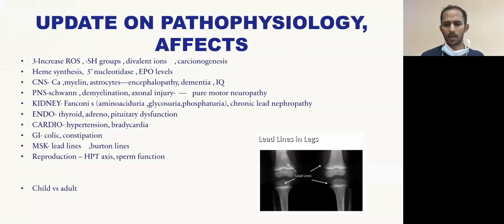resulting in axonal injury. In the kidney, proximal tubular injury can be there, resulting in aminoaciduria, glycosuria, and phosphaturia. In chronic lead nephropathy, there is continuous damage causing interstitial fibrosis and irreversible changes. Endocrinopathies involve thyroid, adrenal, and pituitary dysfunction. Cardiac, the most common is hypertension, and secondary is bradycardia. GI, it can cause colic and constipation, probably secondary to a motor dysfunction.